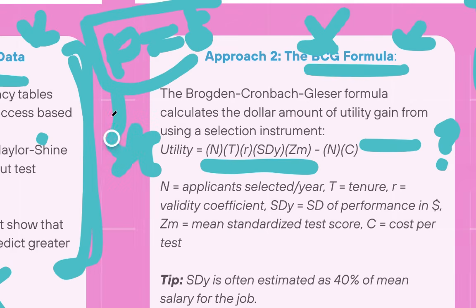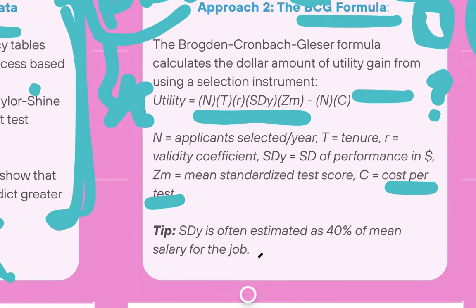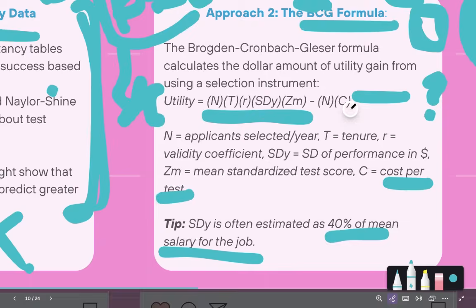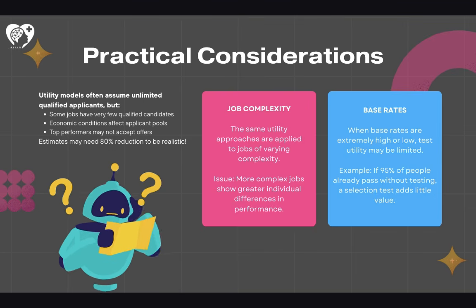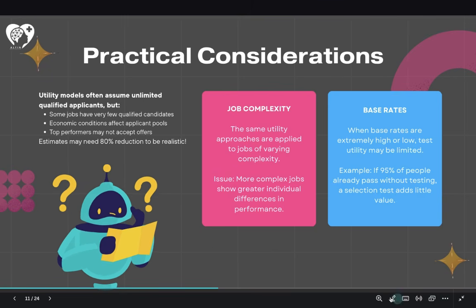or peso perhaps. And then kaning Z, mo ni siya ang mean sa test score, di ba? Remember, we have a test score, we have a test, we have a score on the test. So, unsa may mean Z score ana sa tanang applicants na ni-take ana. So, we multiply all these values and then we subtract it with the cost per test per applicant. And so, SDY is often estimated as the 40% of mean salary for the job. So then, makakuha na dayon ta sa kumpila ang utility gain in sa book no dollars, but in our case, no, in peso.